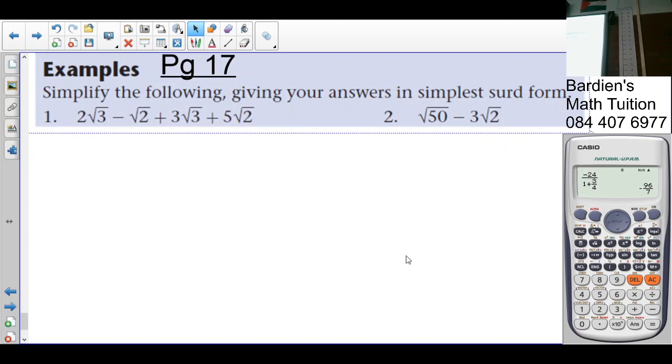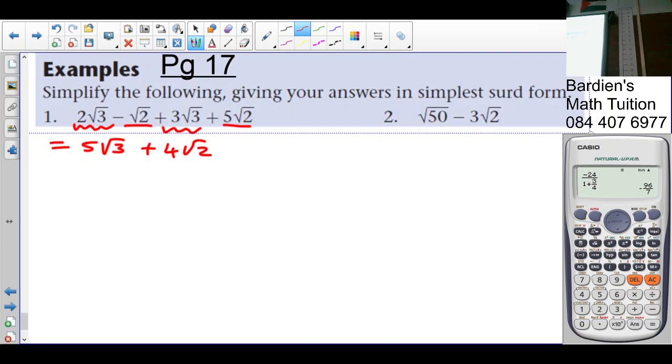Alright, so 2 root 3 minus root 2 plus 3 root 3 plus 5 root 2. We're going to collect the like terms. Those two are like, whilst those two are like. So what's 2 root 3 plus 3 root 3? 5 root 3. Negative root 2 plus 5 root 2. Any confusion there? You all got that, no? Let's look at number 2.